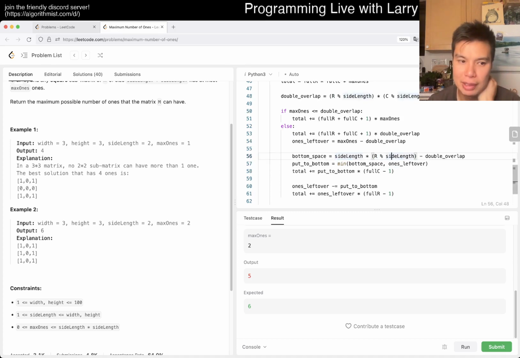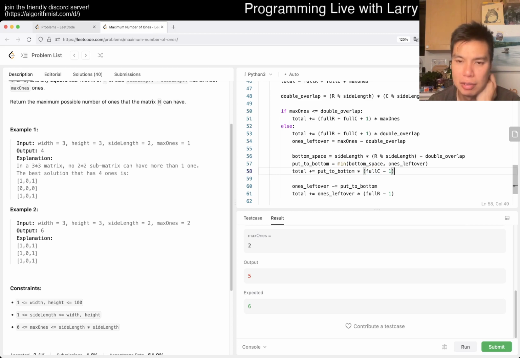So we have 2 spaces, the double overlap is 1, so bottom space, we only have 1 space left over. Put to bottom is going to be, so we have 1 and 1 overlap, 1 left over. It's going to be 1, right? So this is 1 times full C minus 1.